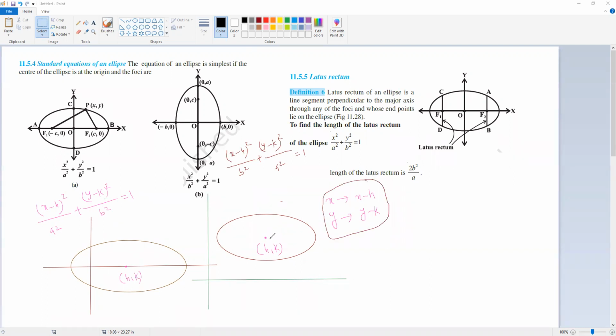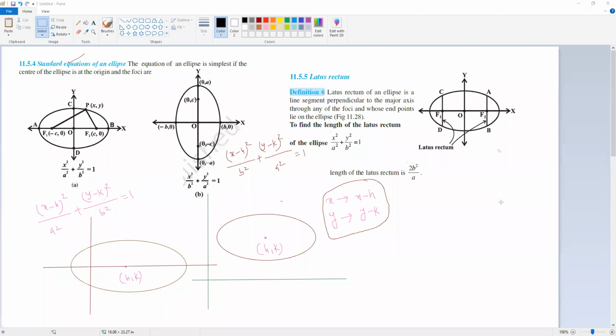If the center is at any other point h comma k other than origin, standard case में हम origin ही पकड़ रहे. But if it is any other point h comma k, so आपको इतना ही करना, स्टैंडर्ड इक्वेशन में x के जगह x minus h दे देना, y के जगह y minus k दे देना. ठीक है.